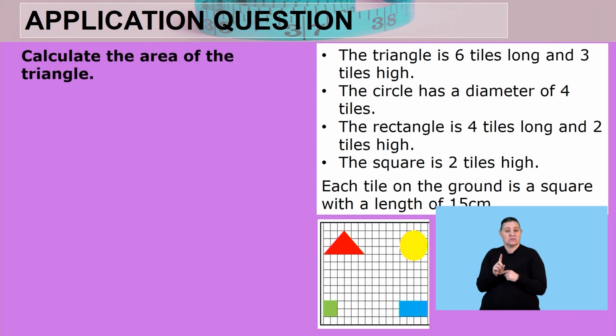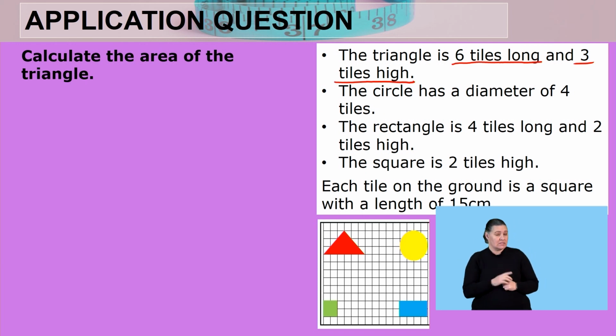All right, in this case, the first question, calculate the area of the triangle. So if you remember, the formula to find the area of a triangle is half times base times height. In this case, it says the triangle is 6 tiles long and 3 tiles high. So what have they given me? They've given me the base of 6 tiles long and the height, which is 3 tiles long. Nice. So let's bring that all together.